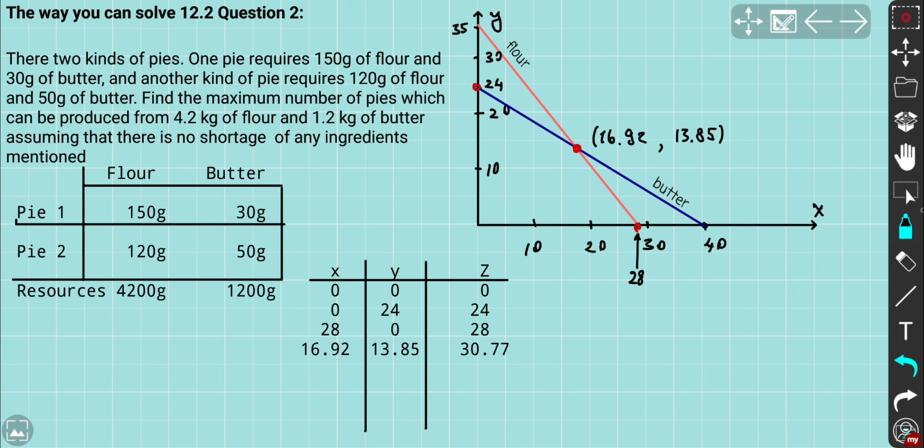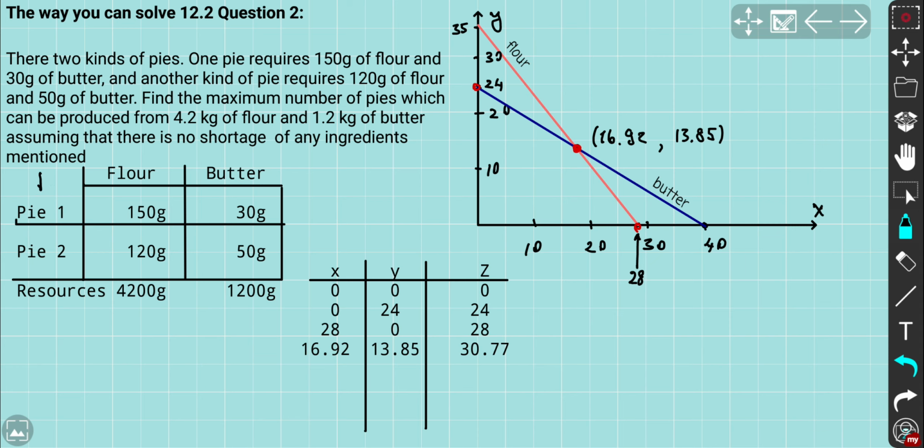First of all, we need to set up the table, a two-way table for two types of pies and for ingredients. So we've got butter and flour, so I split them up as well, and we have two kinds of pies. I'll show you the direction of how you can set it up quickly. So one pie requires 150 grams of flour and 30 grams of butter. So you start writing for pie 1, basically a recipe, 150 grams per unit and 30 grams of butter per unit.